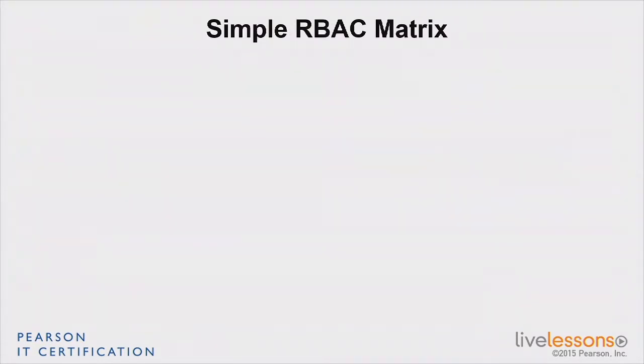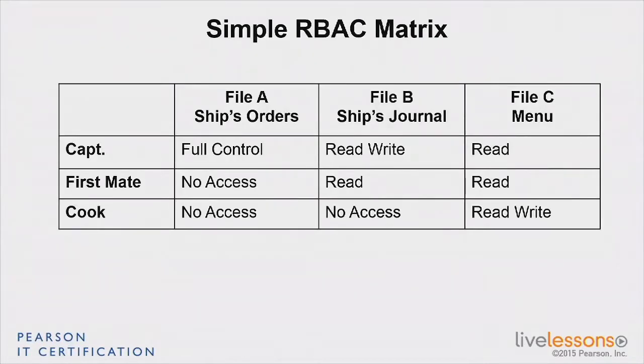So let's look at a simple RBAC matrix. So we may have file A and it's got ship's orders, file B is the ship's journal, and file C is the menu. We say the captain, regardless of who the captain is, can have full control to the ship's orders, can have read-write to the ship's journal, but can only read the menu. The first mate, regardless of who the first mate is, has no access to file A, can read the ship's journal, and can read the menu.